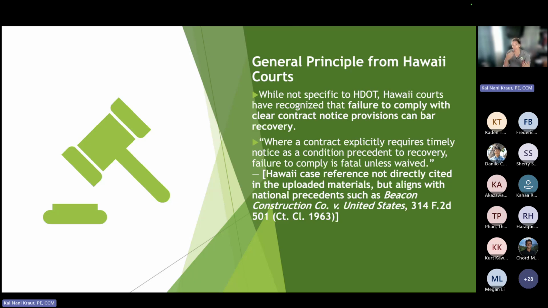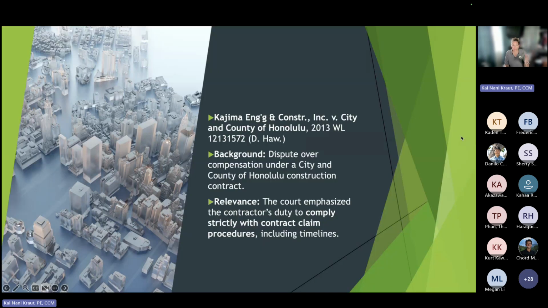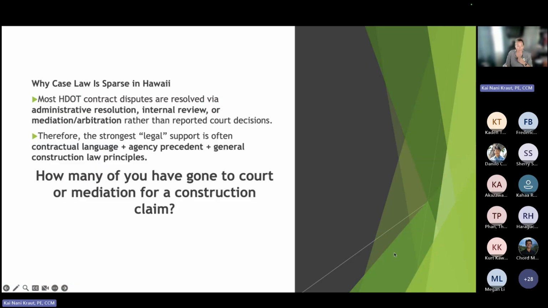If we're telling them and it's written and we remind them, state law says this and our contract says this, you better do it, you better do it, you better do it, and they don't do it, I think we have a solid case. There's another case, a dispute over, actually, this was 2013, I kind of wanted to see what this was, a dispute over compensation under city and county construction. The court emphasized the contractor's duty to comply strictly with the contract claim requirements, including timelines.